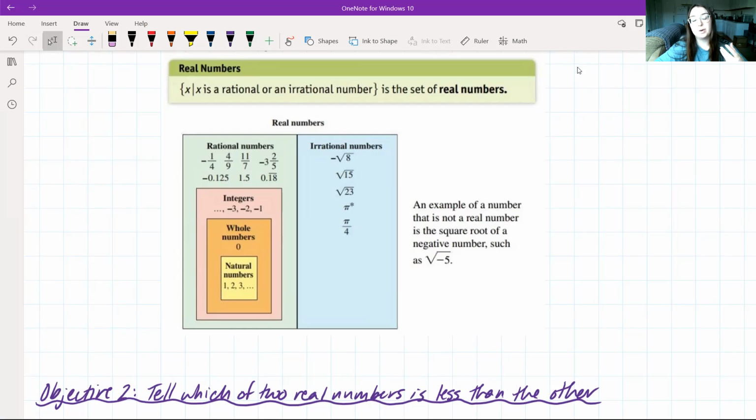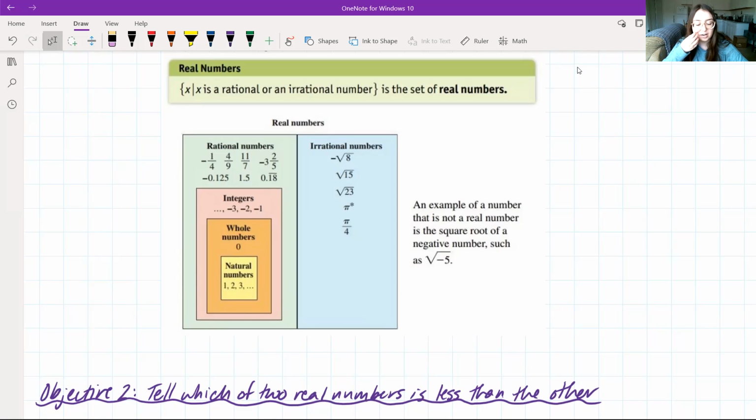So, also another example of a number that is not a real number is the square root of a negative number, such as the square root of -5. So this would not be considered a real number. It would actually be considered an imaginary number, but we won't get into that. So something like that where you can't actually find the value of the square root of -5, since no two numbers multiply by each other to get -5, that would not be considered a real number.